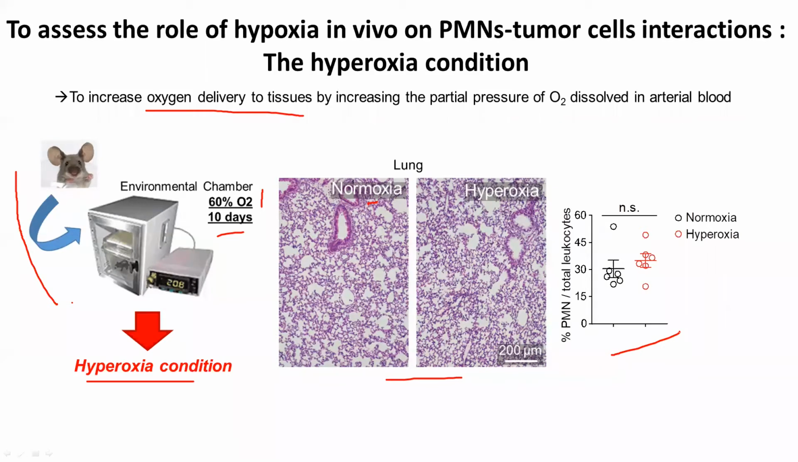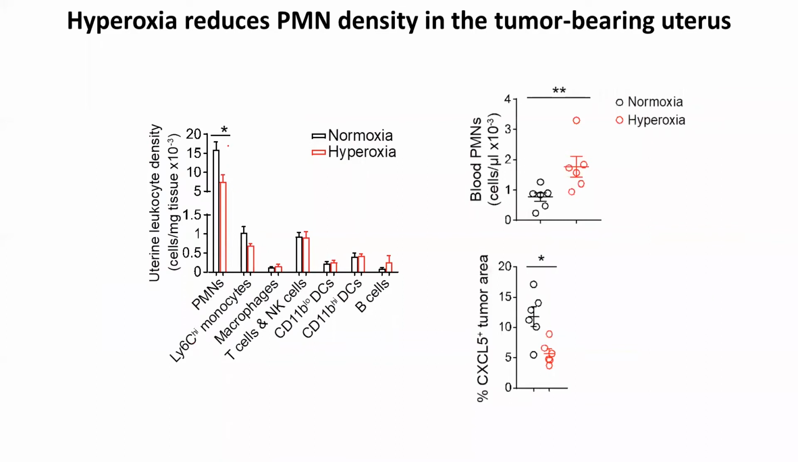So from these mice, we found that the hyperoxia reduces the PMN density in the tumor-bearing uterus by 50%. The PMN density corresponds to the number of cells per milligram of tissue. Importantly, the density of other leukocytes remained unchanged. Very importantly, this decrease in PMN density was not due to a defect in granulopoiesis induced by the hyperoxia. Indeed, we didn't find a decrease in blood PMN in the blood of hyperoxia purple mice. In fact, it's the opposite, and we find an accumulation of mature neutrophils in the blood of these mice.